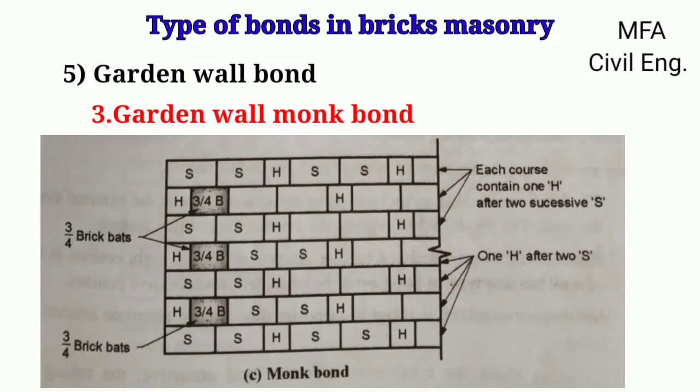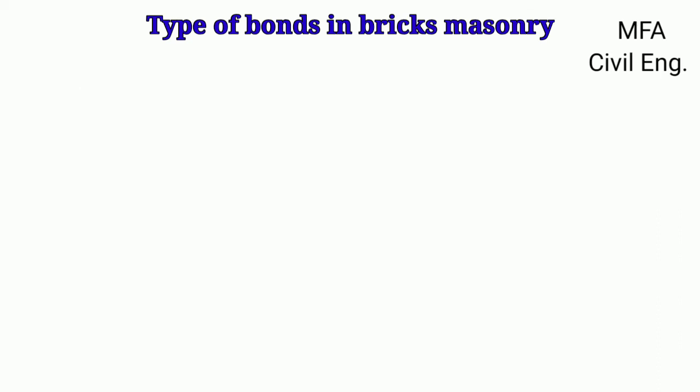When each course is made up of a header after 2 successive stretchers, it is termed the garden wall monk bond. It is one of the special types of the garden wall Flemish bond. A queen header followed by a 3/4 brick bat is provided in each alternate course, and therefore a header rests over the joint between the two successive stretchers.